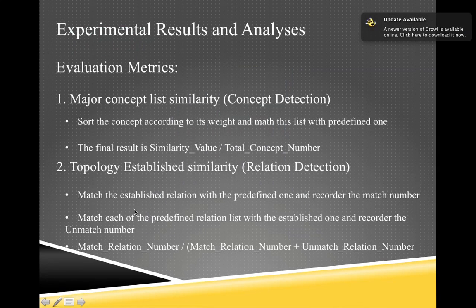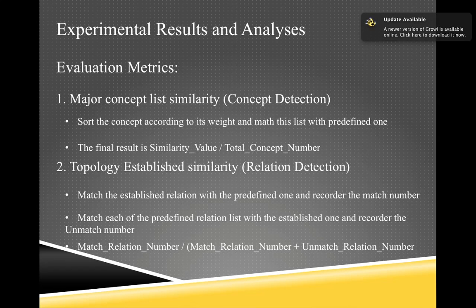Now I do the experiment, show the experiment results and the analysis. Here, for the experiment results, I use two evaluation metrics. One is the major concept list similarity, and the other is topology established similarity. The first one is used for the concept detection. The second one is used for the relation detection.